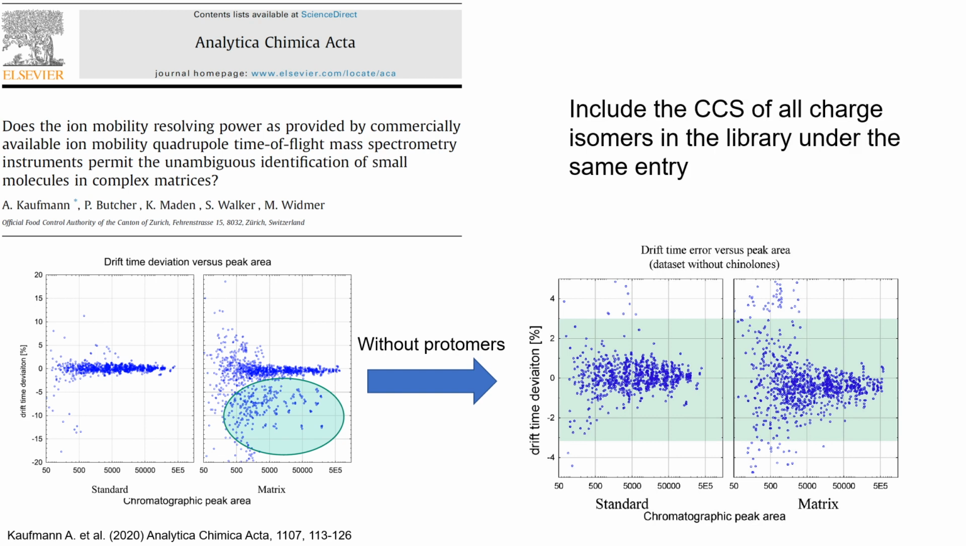A way to overcome this problem is to include in the library the CCS of all charge isomers and assign them to the same analyte. In this way, we decrease the number of false negatives because we are considering all species that can form in a biological matrix. Of course, there will still be a number of potential false negatives, but this is true also for the mass to charge and retention time when taken alone.